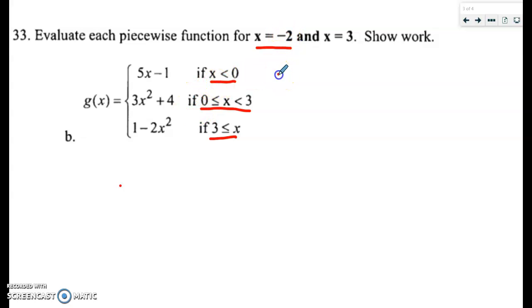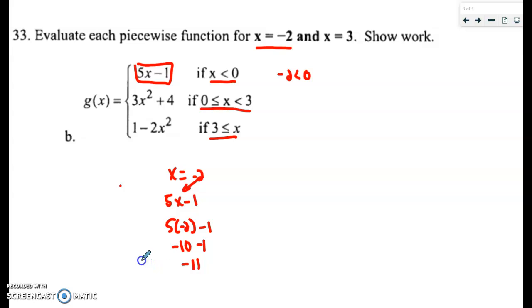If I look, -2 is less than 0, so I am using 5x minus 1 for x equals -2. That means that I'm putting -2 into place of x for this one. So I have 5x minus 1, and I'm putting -2 in place of x. So it's going to be 5 times -2 minus 1, which gets you -10 minus 1, which is -11. So in this case, g of -2 equals -11 because I plugged it into that equation.